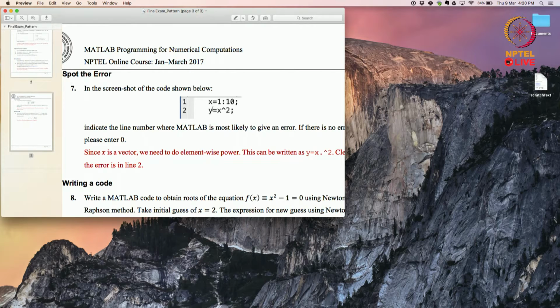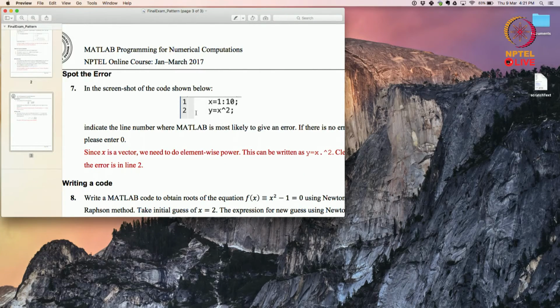Another type of problem for spot the error would be how do you correct this particular line, and in this case the correct code is going to be y equal to x.^2. Okay. So this is how you will solve the spot the error type of problems. Again, you do not really need MATLAB for this, but it will test your MATLAB skills to a slightly higher level. So I believe, based on my experience in the past, spot the error type of problems are probably the trickiest problems in this entire exam.